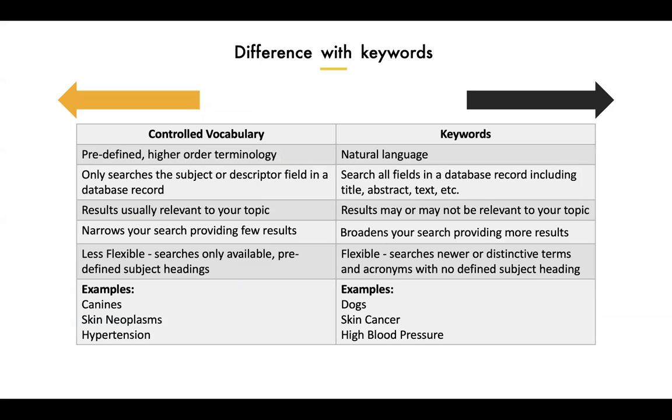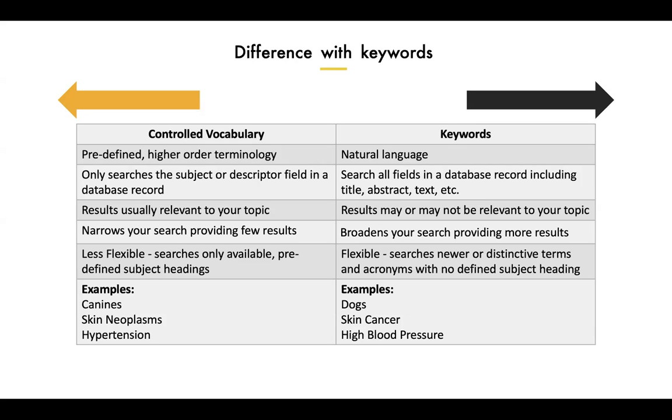Here are the differences between the controlled vocabulary and keywords. About language, the CV often uses predefined and higher order terminology, while keywords often use natural language. The CV only searches the subject or the descriptor field in a database record, while keywords often search all fields in a database record, including title, abstract, text, and so on. The results of CV are usually relevant to a topic, while the results of keywords sometimes are not. The CV narrows your search, providing few results, while keywords broaden your search, providing more results.